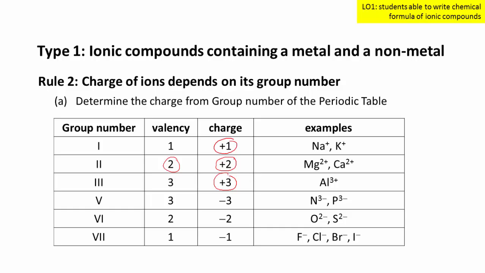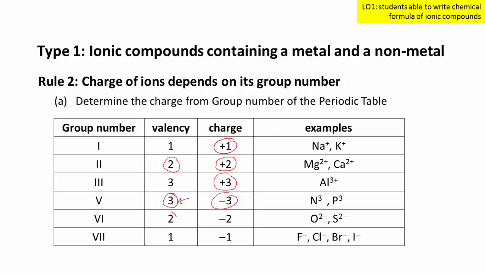And non-metals receive or share electrons. So to form any compound, they receive 3 electrons. Valency 3 means it involves 3 electrons in a chemical reaction. So it takes in 3 electrons, and hence it's a 3-. So group 5 element, nitrogen, has a 3-, phosphorus 3-.